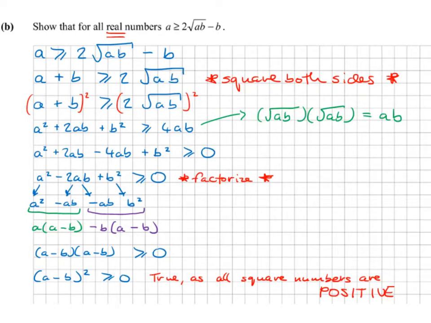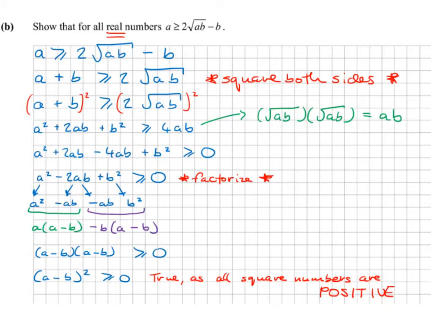Then to get rid of the root, we're going to square both sides. So we have a plus b squared greater or equal to 2 root ab squared. A plus b squared gives us a squared plus 2ab plus b squared. And that's all greater or equal to 4ab, because root ab times root ab is ab, and 2 squared is 4, so we get 4ab. Then we're going to bring this over the left hand side, so it becomes minus 4ab. And all of that's greater or equal to 0.